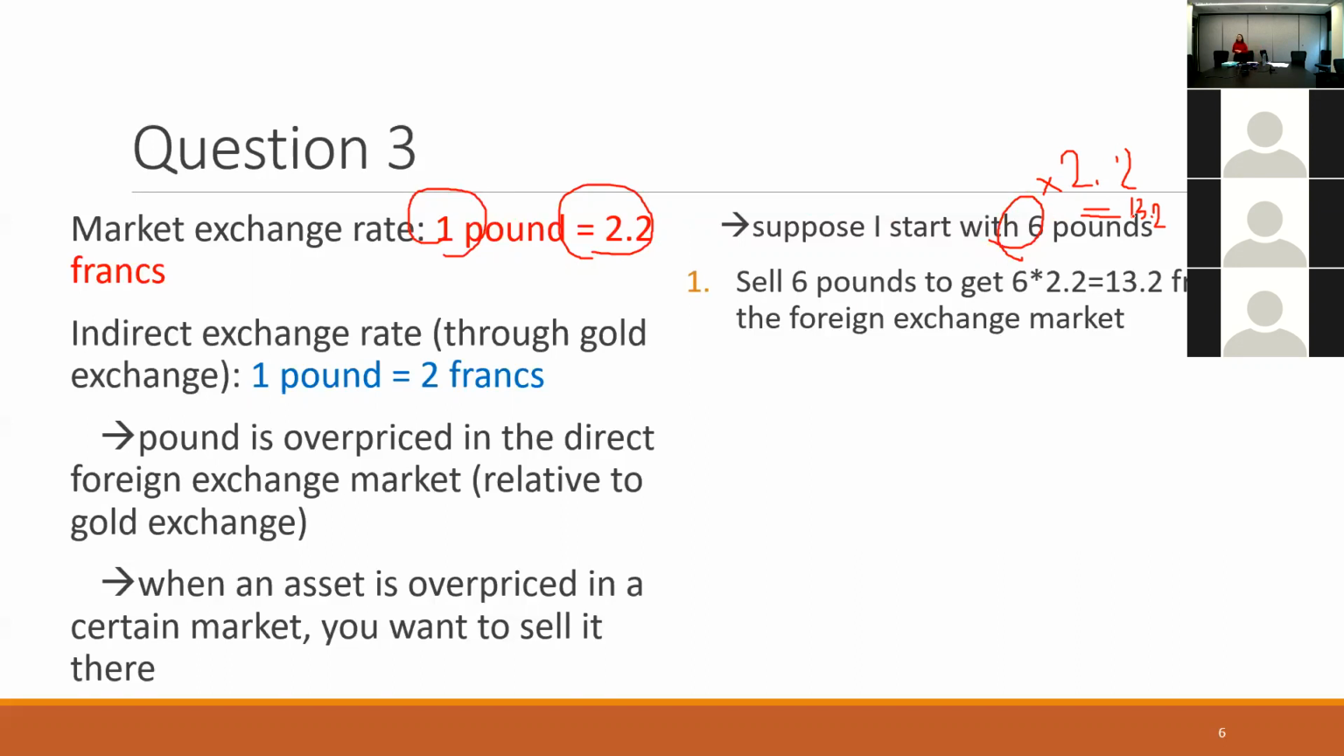Once I sell the pounds to get the francs, what do I do next, guys? Step one, correct: we want to sell the pounds where they are overpriced. Step two, we want to buy back the pounds, and somehow we need to involve this second exchange rate over here.